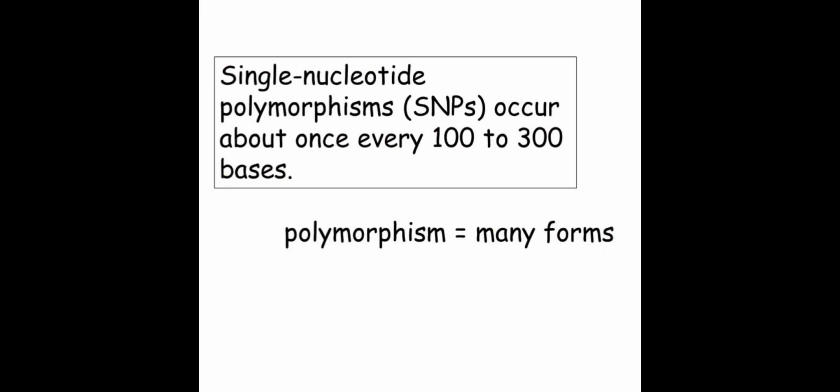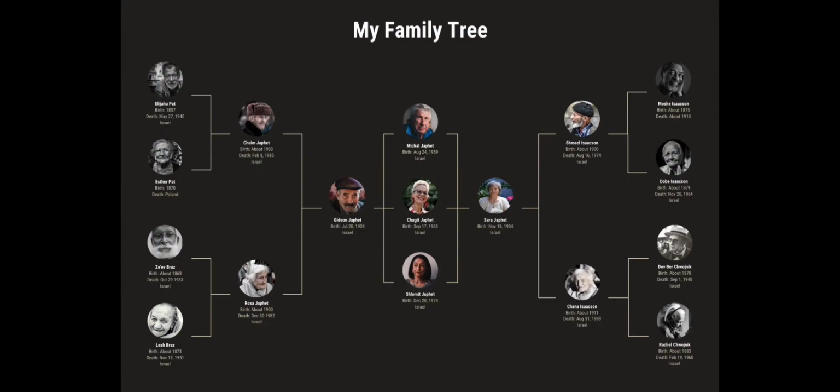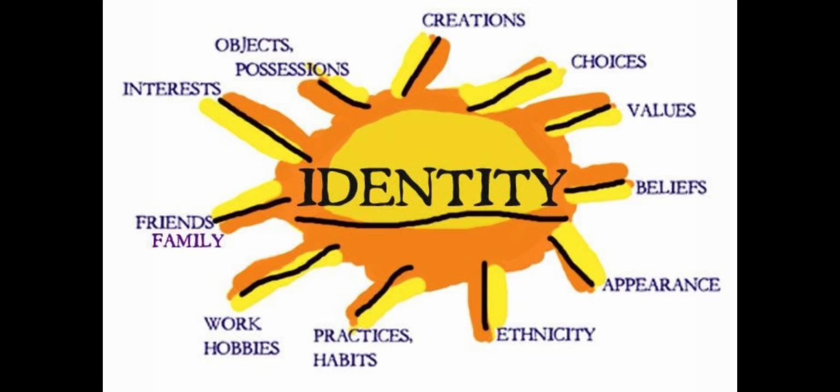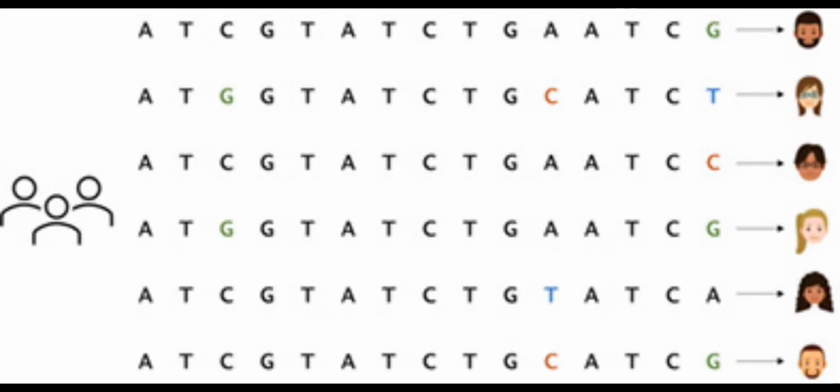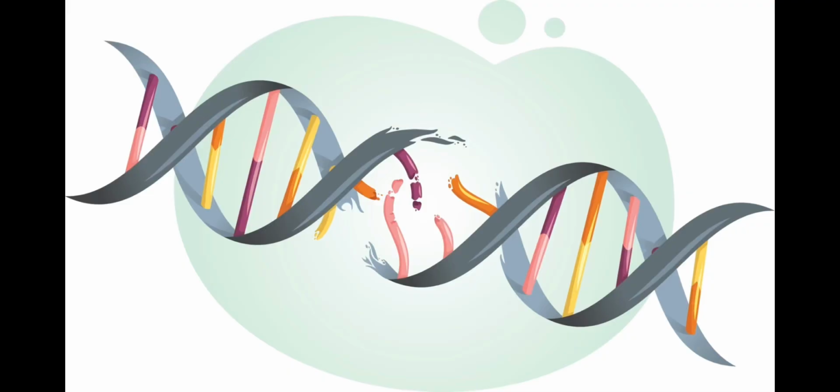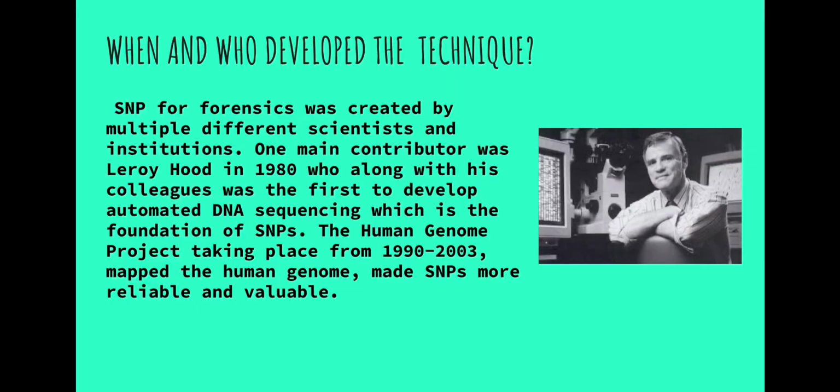These variations happen naturally and can help forensic scientists compare an individual's DNA to a reference sample. SNPs are found about every 100 to 300 bases and can tell us a lot about a person, like their traits, ancestry, and identity. They're useful in forensics when other types of DNA evidence aren't strong enough to convict, or the DNA is destroyed before being able to convict.